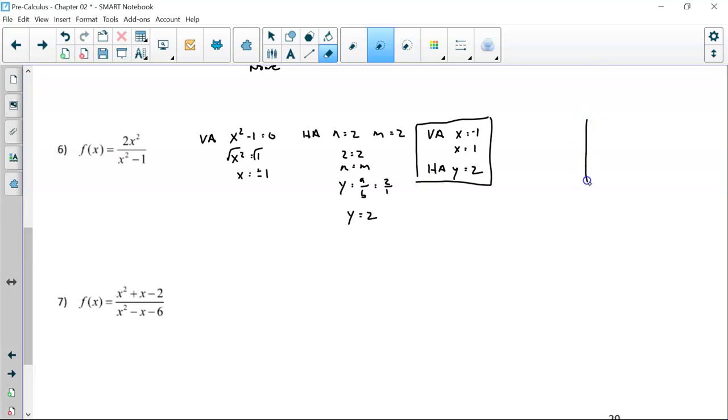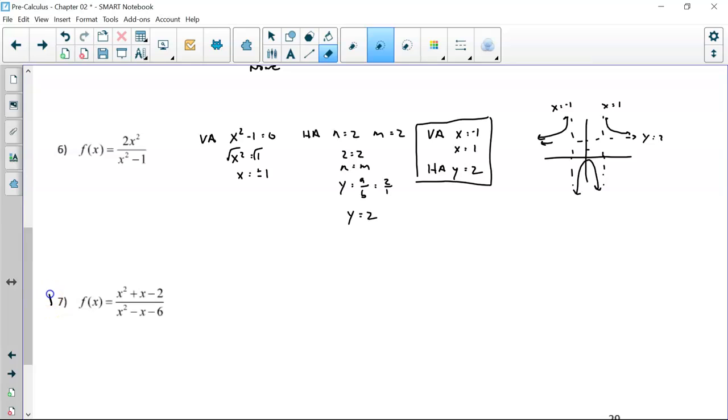So our graph looks like this. Up here it looks like that. Over here it looks like this. And on the bottom it looks like that. So that's what the graph looks like. The calculator's doing all the heavy lifting. We just want to figure out how to find those asymptotes.